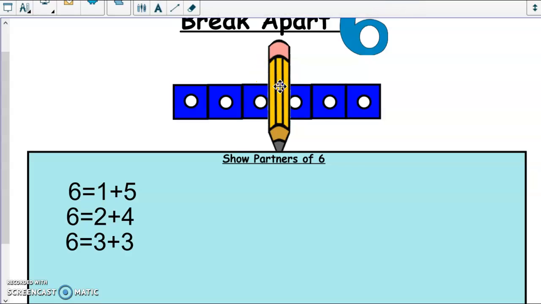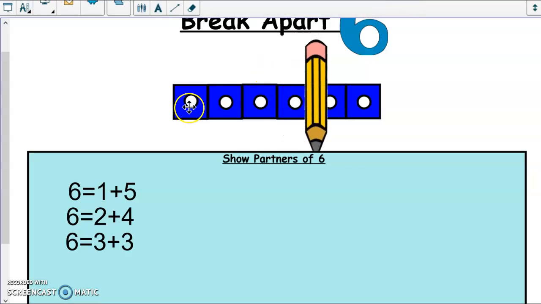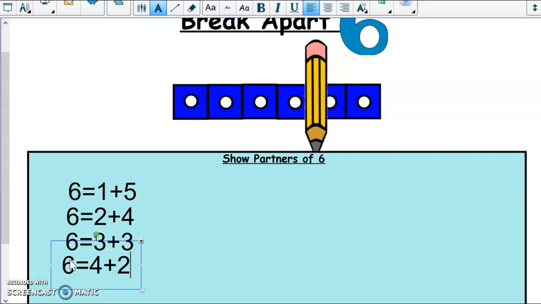Let's take it and break it apart again. Now we're breaking it apart at 4, so we have 4 plus 2. 6 is equal to 4 plus 2.